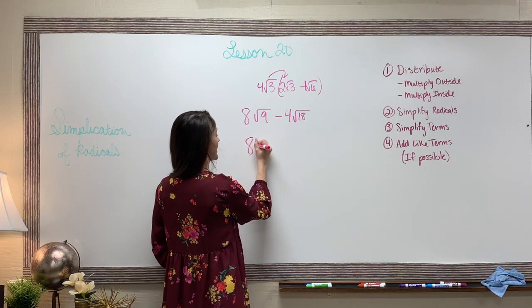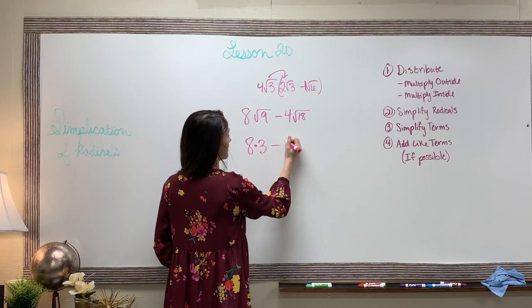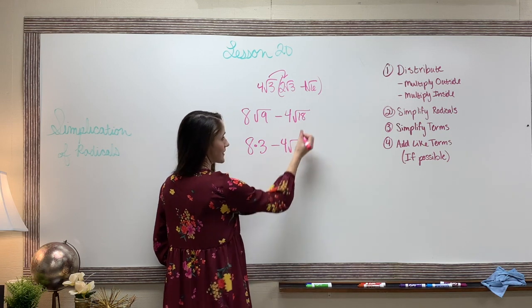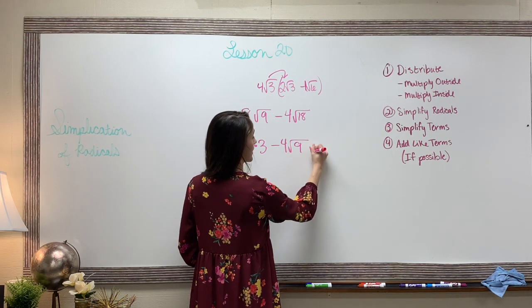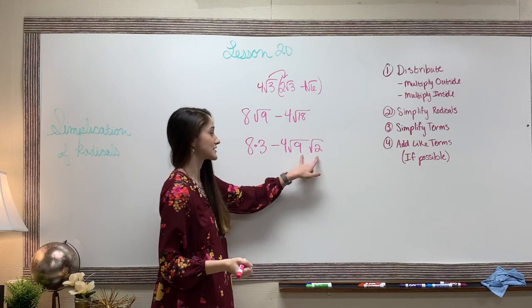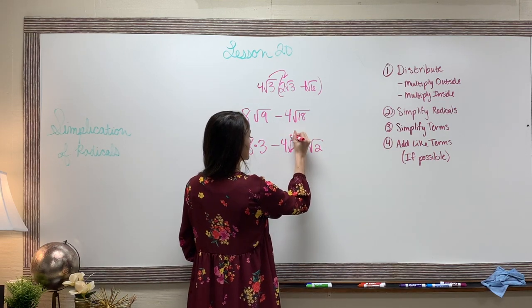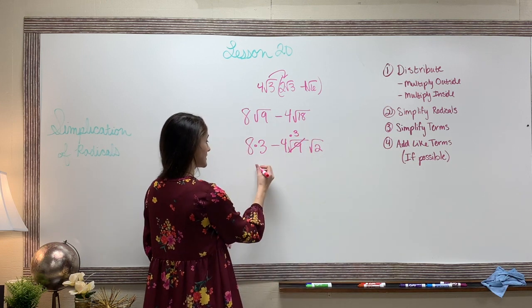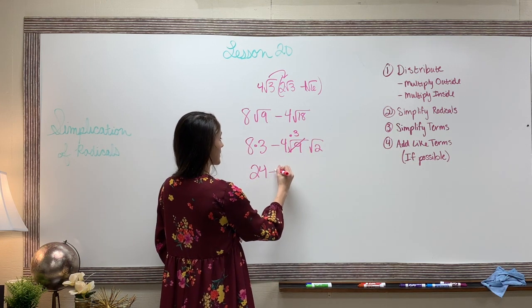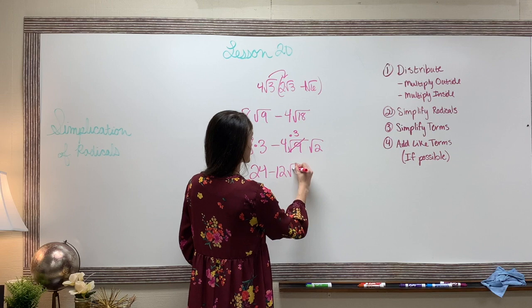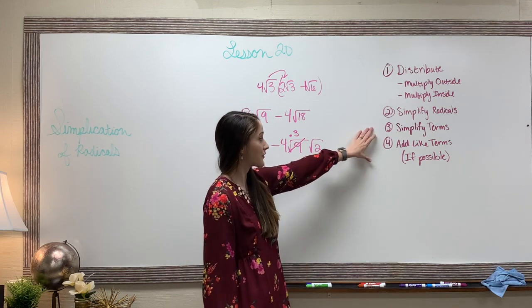This is going to be 8 times 3 minus 4, and then within here, I know I have square root 9 times square root 2, because 9 times 2 is going to equal 18, and this is a perfect square, so this becomes times 3. So 8 times 3 is 24 minus 12 square root 2. So we simplified our terms.